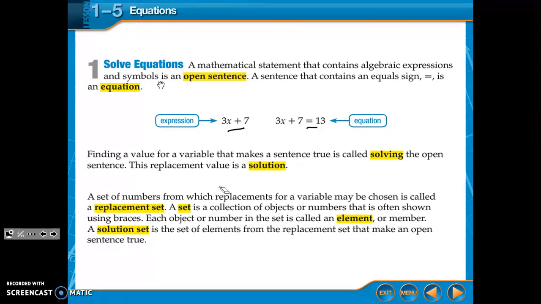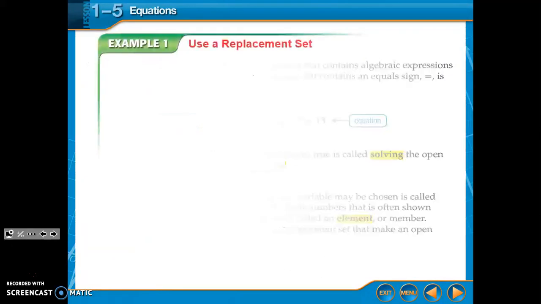A set of numbers from which replacements for a variable can be chosen is called a replacement set. A set is a collection of objects or numbers that is often shown using braces. A lot of times they look like this, those little curly brackets. Anyways, a solution set is the element from the replacement set that makes an open sentence true.